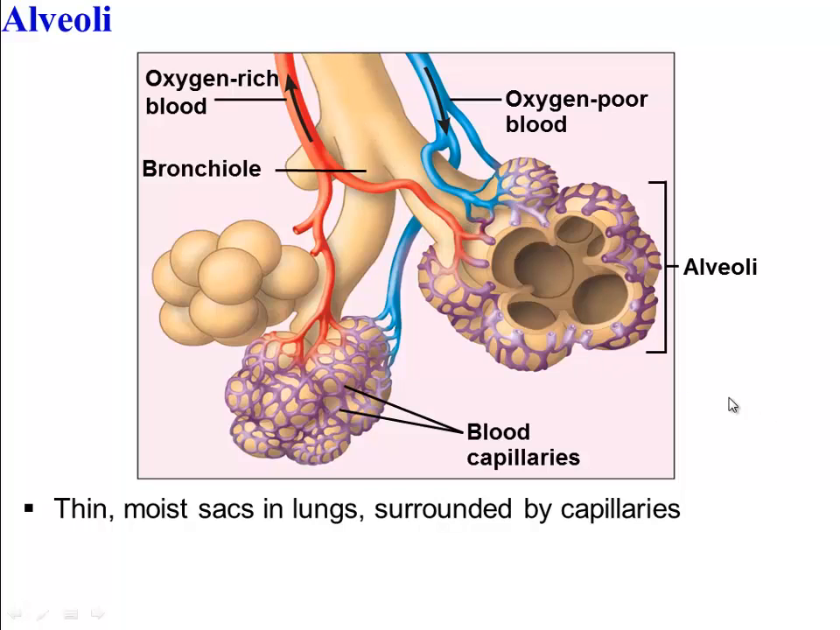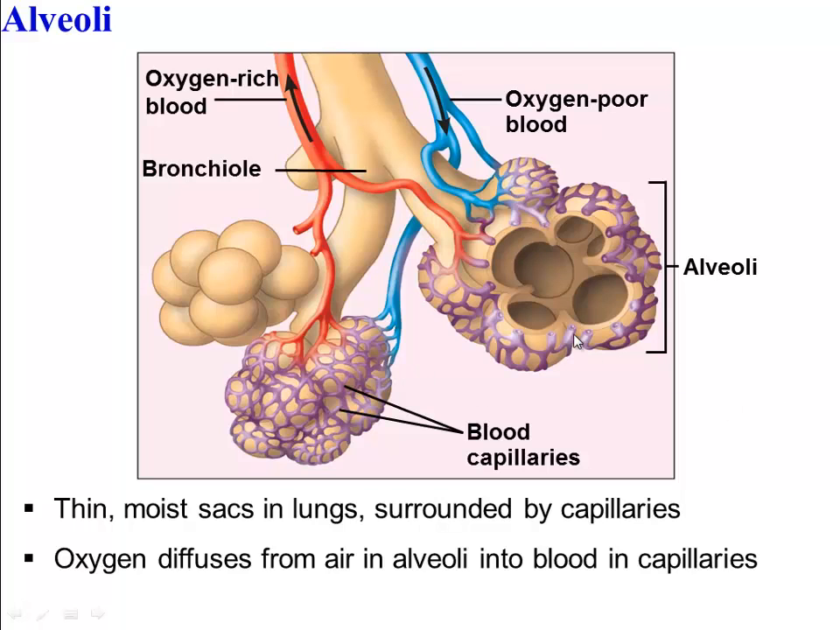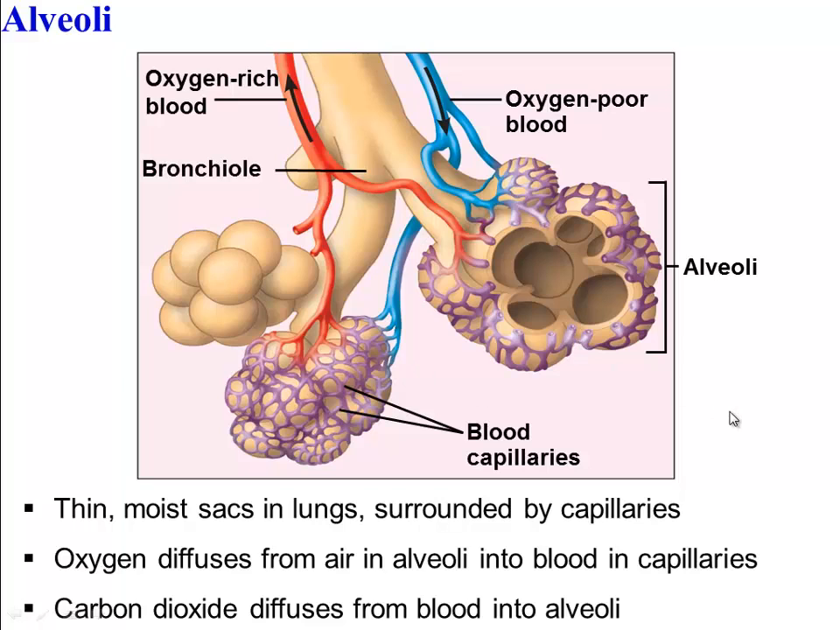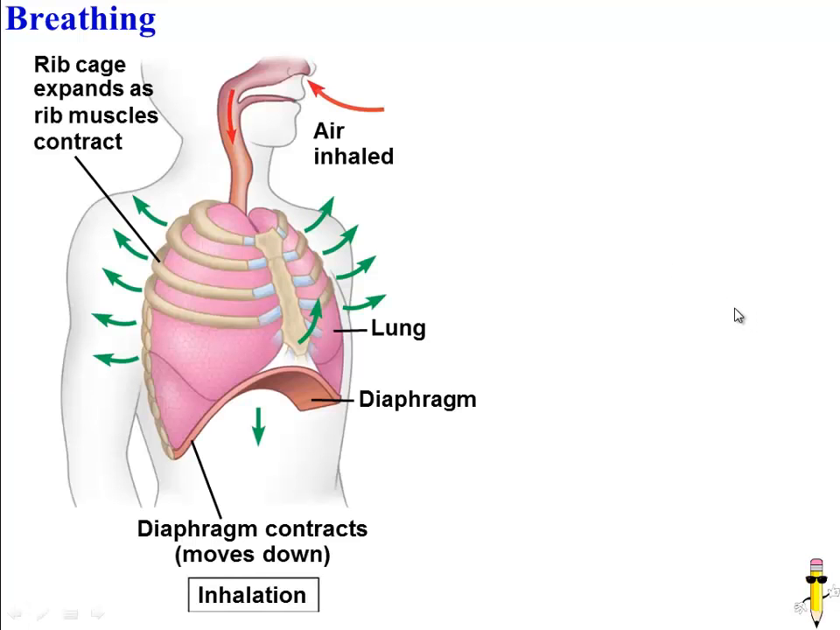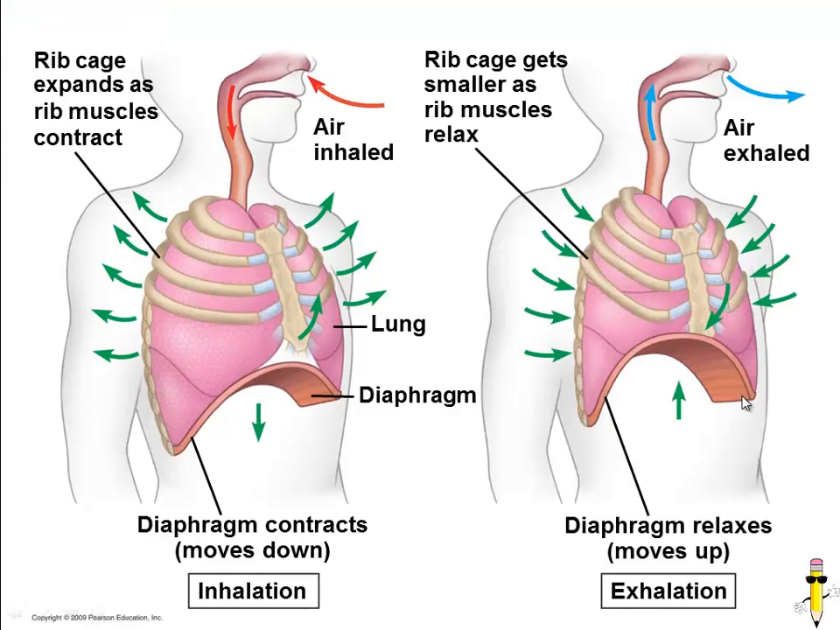And all this is possible because of the structure. These air sacs are very thin and very moist. Now, what makes the air come into the alveoli or go out? Well, breathing is really controlled by your diaphragm. When this muscle contracts, that means it moves down. That makes the lungs bigger, and so air comes in. Meanwhile, during exhalation, the diaphragm relaxes. It moves up, which makes the lungs smaller, which forces air out so that you exhale.